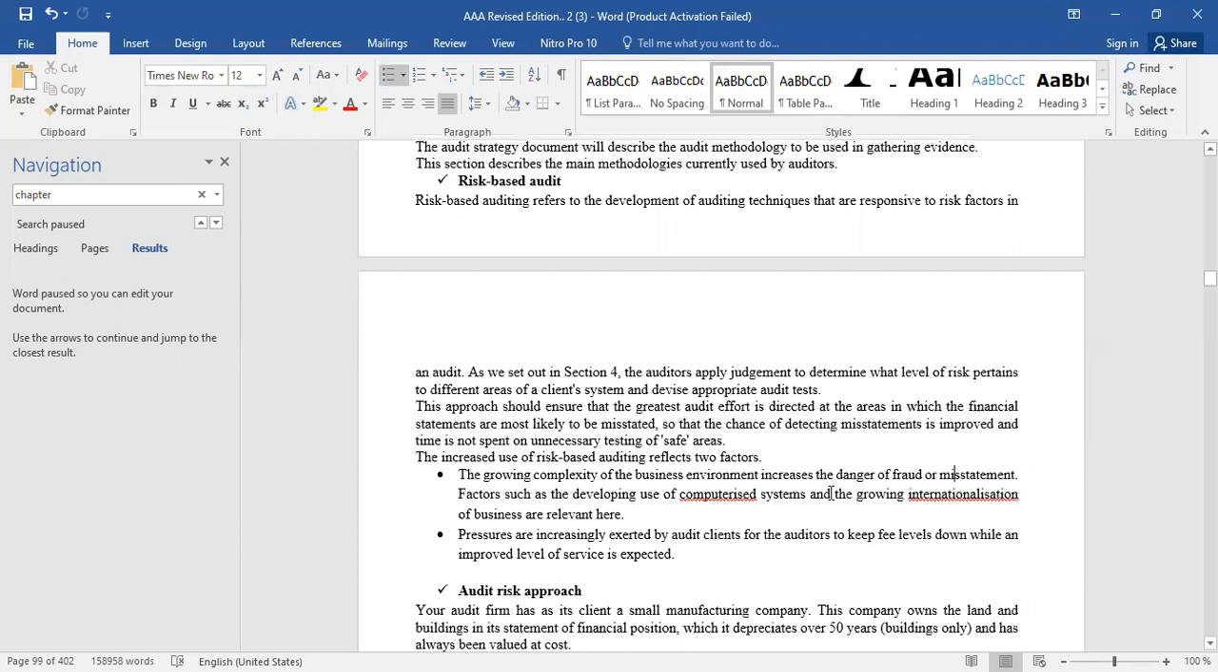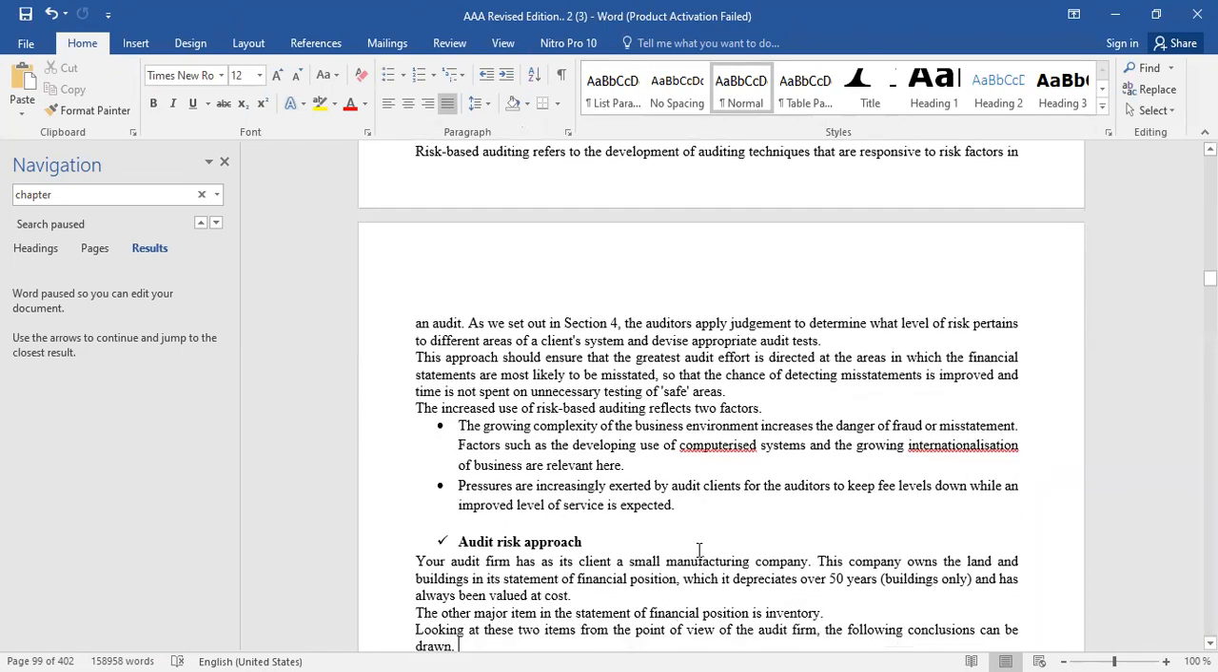This can be caused by computerized systems, internationalization of business, like the business has gone global, so it becomes complex. So the risk is high and the time is short. Then there is pressure exerted by audit clients on the auditors to keep fee levels down. So you cannot do an audit exhaustively. You need to select areas because the audit fee is very low. You don't have time, but the client wants the best. They want good work and the money is little. So save your time by doing what is called risk-based audit.